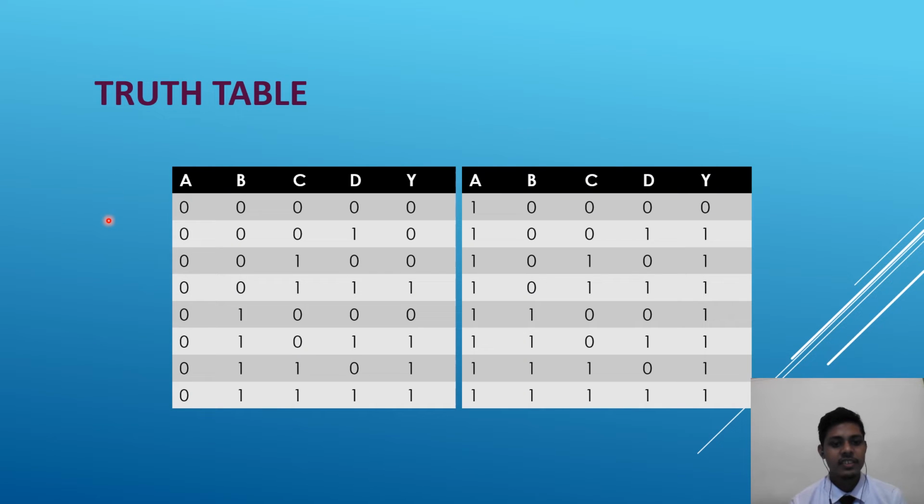Truth table. This is the truth table we have developed from the previously mentioned problem statement. Here A, B, C and D indicate the four floor switches of the building and Y indicates the output. As we have mentioned before, the motor only starts if any two of the floor switches are turned on at the same time. Here in the first condition we can see all of the four floor switches are turned off and the motor is turned off as well.